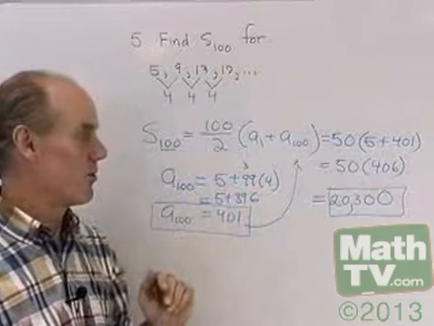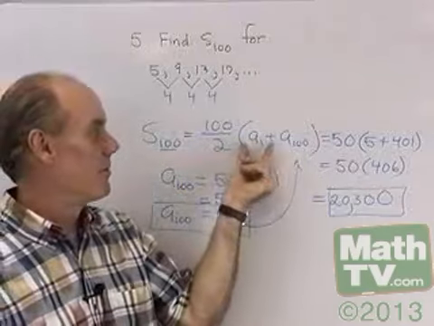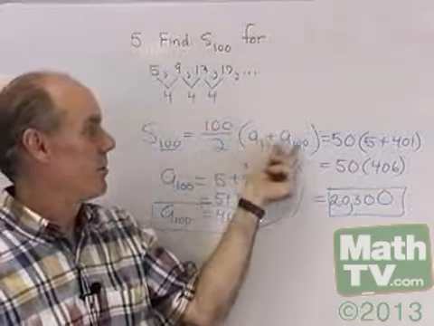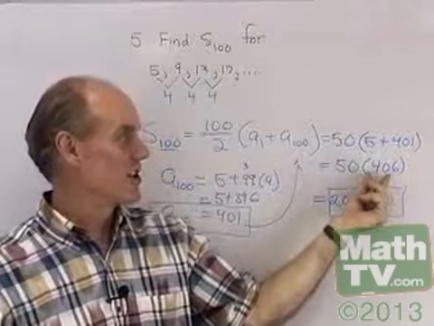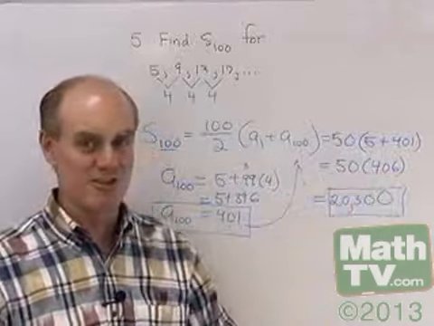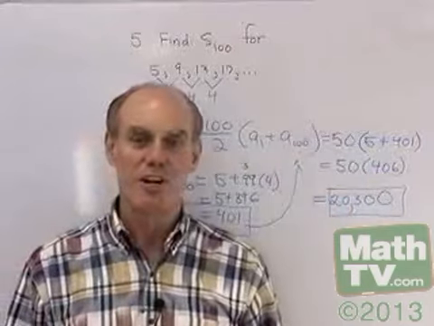Multiply that out, I get 401. That tells me that S sub 100 must be 50 times the first term, which is 5, plus A sub 100, which is 401. I add that, I get 406, multiplied by 50, 20,300. So that's a look at some information that's associated with arithmetic progression.